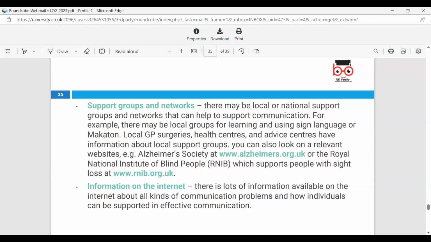Information on the internet. As we've mentioned, there's lots of information on the internet about all kinds of communication problems and how individuals can be supported.